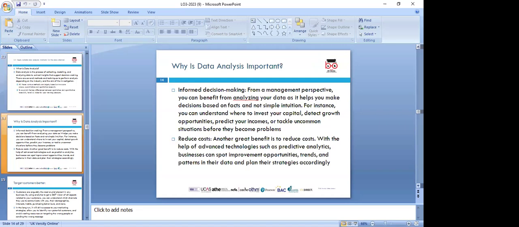Then informed decision making. From a management perspective, you can benefit from analyzing your data as it helps you make decisions based on facts and not simple intuition. For instance, you can understand where to invest your capital, detect growth opportunities, predict your incomes, or tackle uncommon situations before they become problems. Reduce costs. Another great benefit is reducing costs with the help of advanced technology such as predictive analytics. Businesses can spot improvement opportunities, trends, and patterns in their data and plan their strategies accordingly.